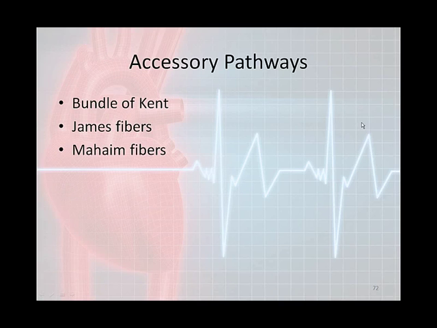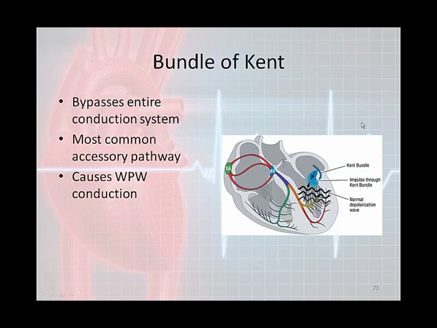The three fibers I'm going to talk about are the bundle of Kent, or the Kent bundle, which is very common in Wolff-Parkinson-White or WPW syndrome. But there's a couple other fibers that a lot of people aren't sure about or don't know about. One of them is called a James fiber. The other one is called a Mahaim fiber. The first one we're going to talk about is the Kent bundle.